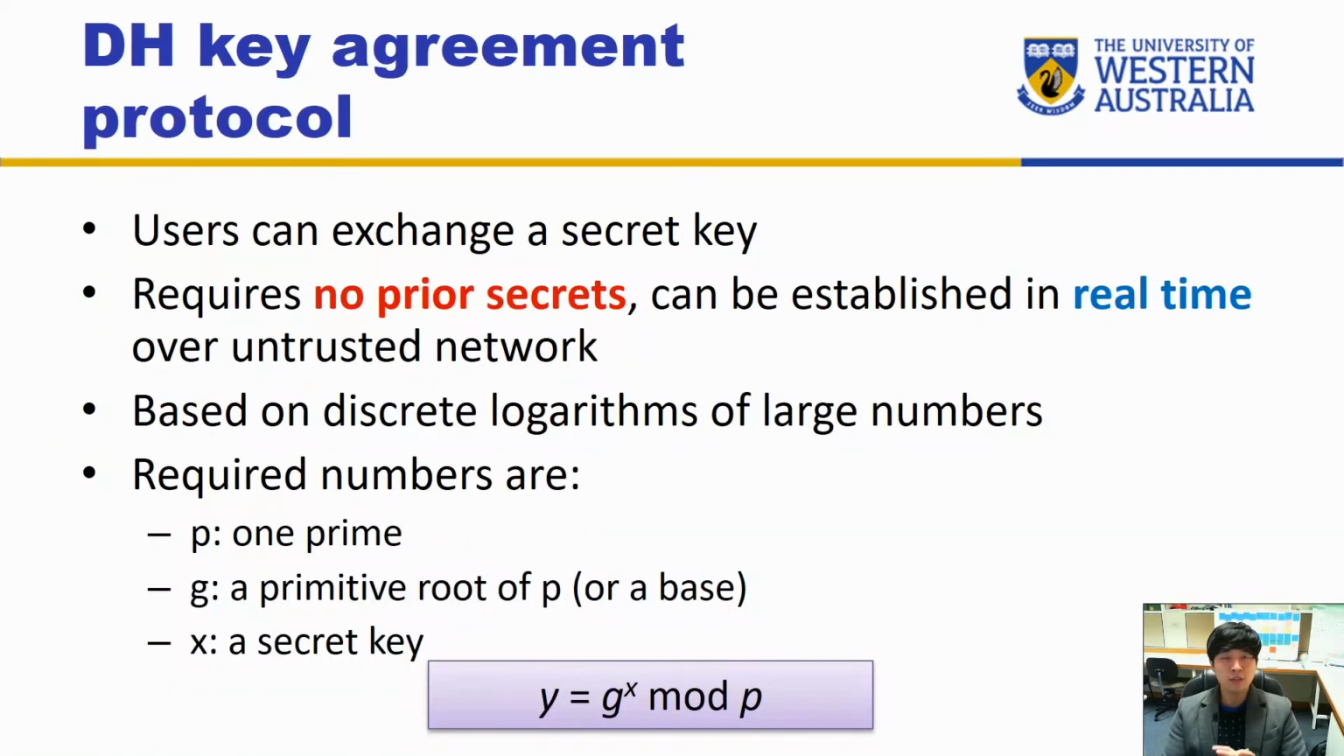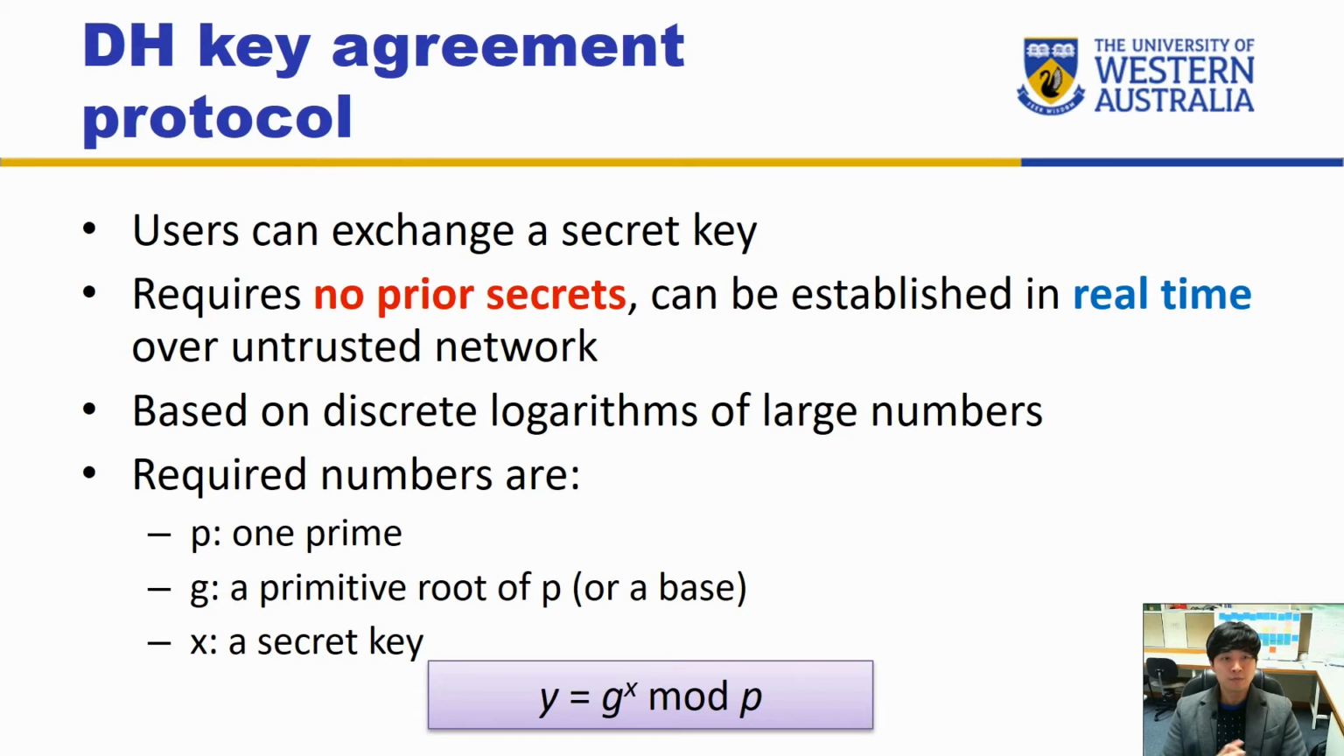Let's have a look at how the Diffie-Hellman key agreement protocol works. Users can exchange a secret key using this. You don't have an agreed secret key to begin with, but you create a secret key through this protocol. It does not require any prior secrets, and the protocol can be executed in real time because these operations are relatively quick.